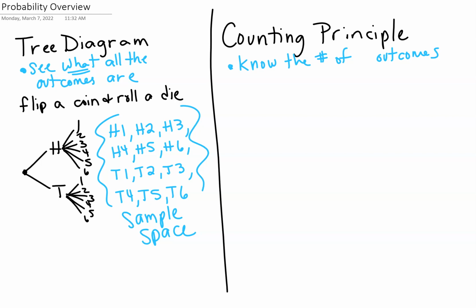I will tell you on the quizzes today, on one of them, they didn't simplify the fractions. I don't know why they didn't simplify the fractions, but you should always simplify the fractions. Okay, so that's the tree diagram. Counting principle is when we just multiply the different number of outcomes.